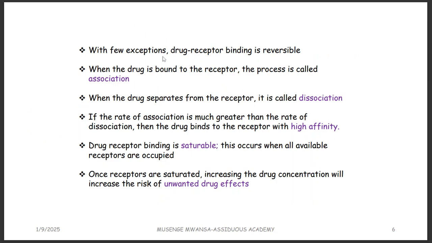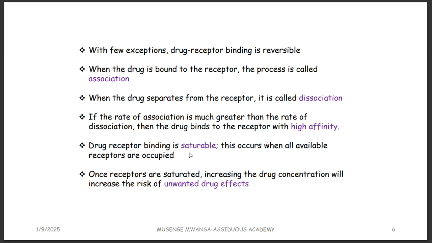With only a few exceptions, when a drug binds to a receptor, it can dissociate, so the binding is actually reversible. When the drug is bound to the receptor, that is known as association. When the drug leaves the receptor, that is known as dissociation. If the rate of association is greater than the rate of dissociation, that drug is said to have high affinity for that receptor. And the drug receptor binding is saturable.